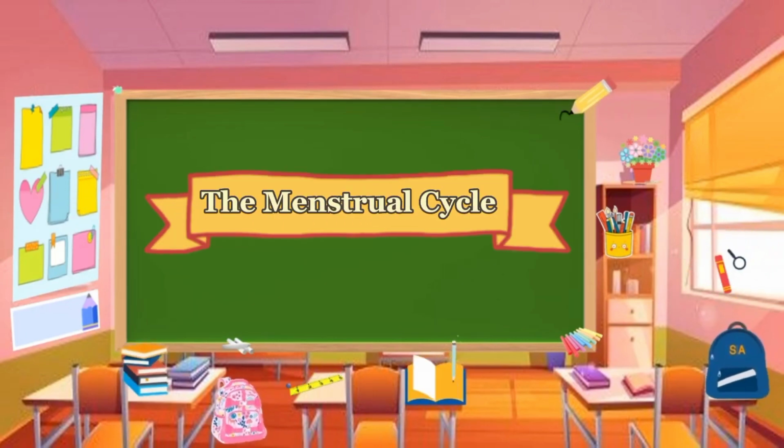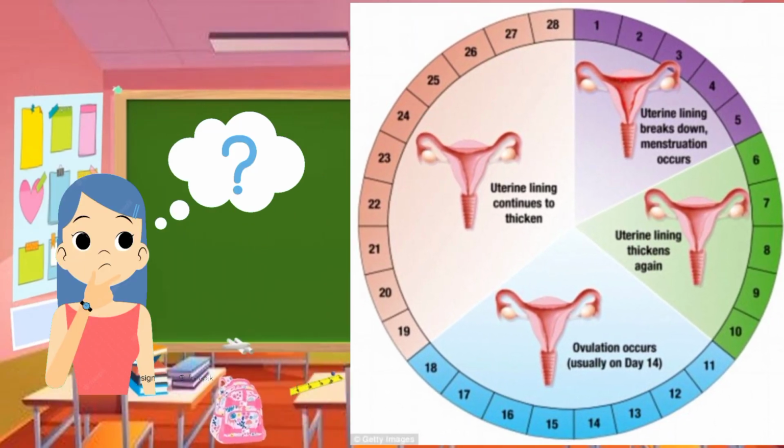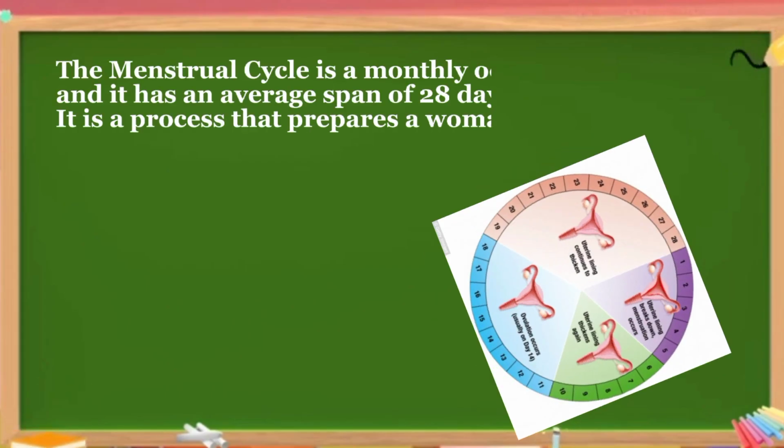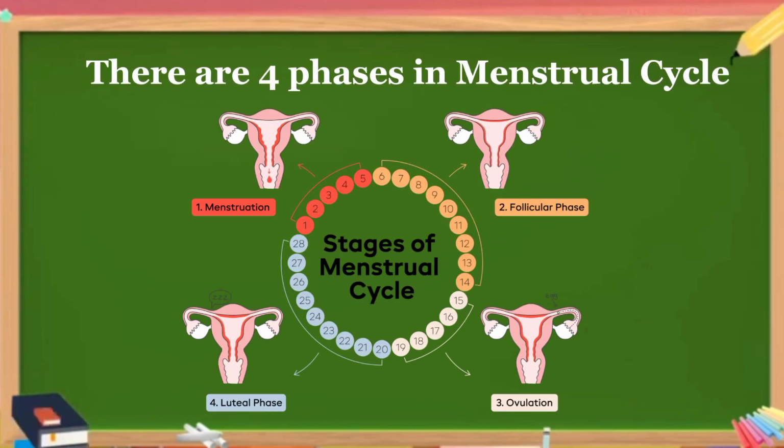Now, let us learn more about our topic. To start, let us study the illustration below. Can you say something about it? This is an illustration of a menstrual cycle. The menstrual cycle is a monthly occurrence in females, and it has an average span of 28 days. It is a process that prepares a woman for pregnancy. There are 4 phases in the menstrual cycle.